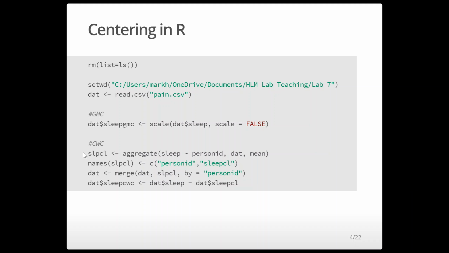For centering within cluster, we start by getting our cluster means the same way we would with the contextual effects models. The only additional step is we then subtract the cluster mean from the variable itself.